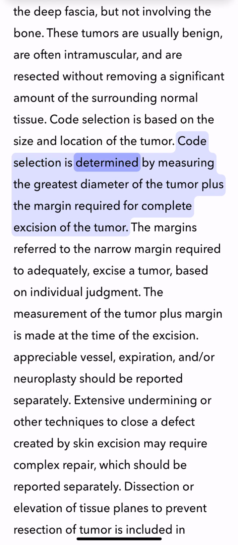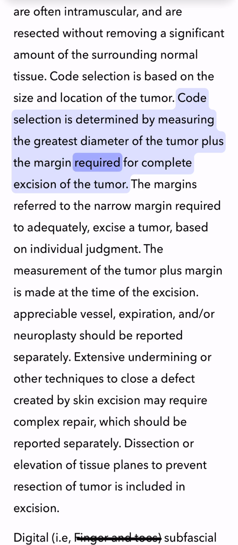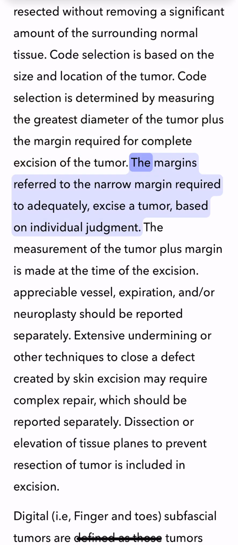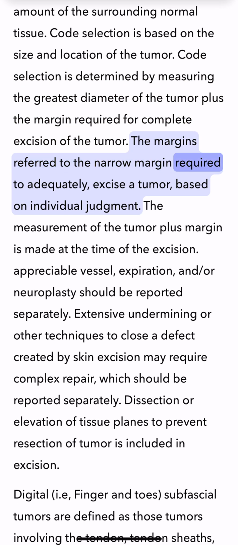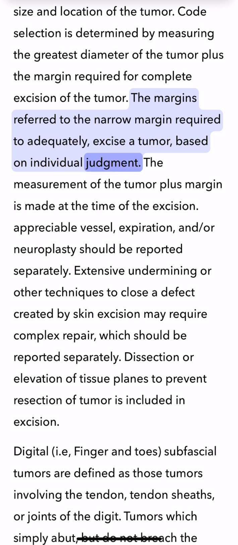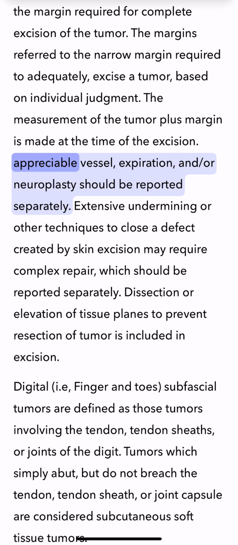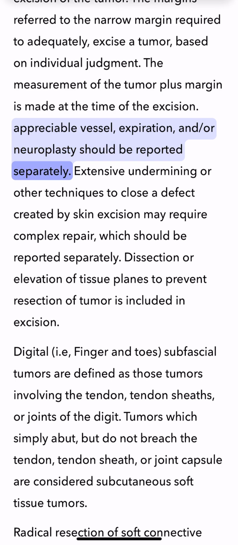Code selection is determined by measuring the greatest diameter of the tumor plus the margin required for complete excision of the tumor. The margins referred to are the narrow margin required to adequately excise a tumor. Based on individual judgment, the measurement of the tumor plus margin is made at the time of the excision. Appreciable vessel exploration and/or neuroplasty should be reported separately.